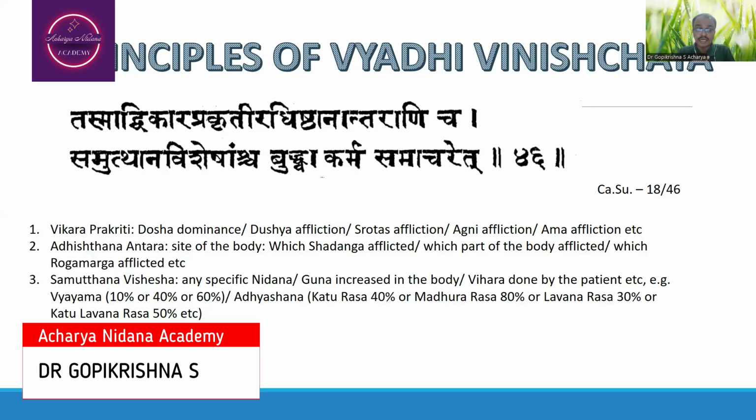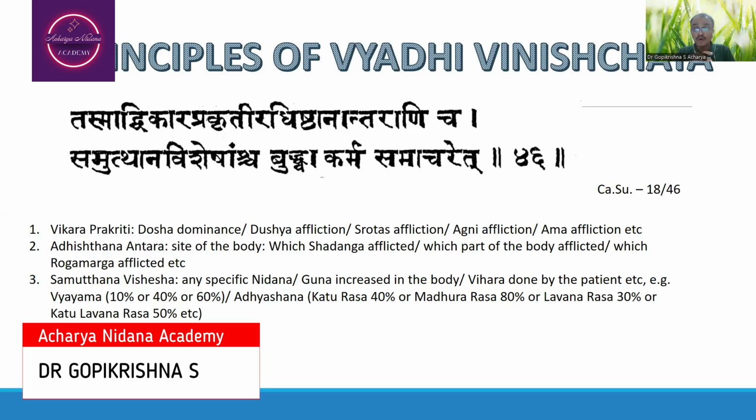The second point, that is Adhishtana Antara. That means which particular site of the body is being afflicted, which particular Shadanga is being afflicted, whether it is the upper limb or the lower limb or the Udara or the Uras or the Urdhvanga. Affliction is there, that has to be noted.